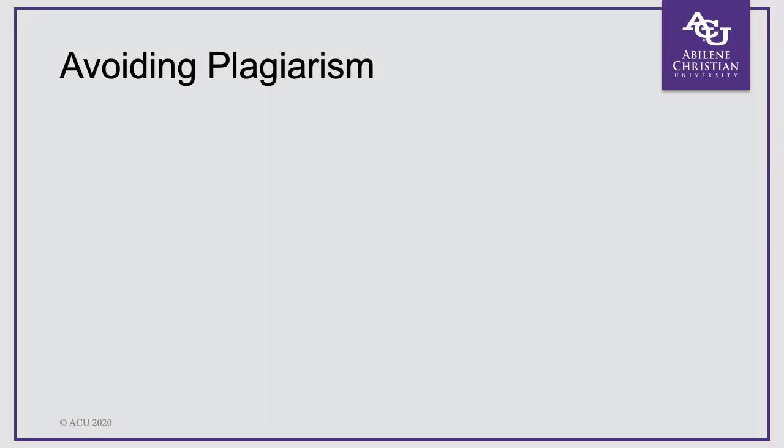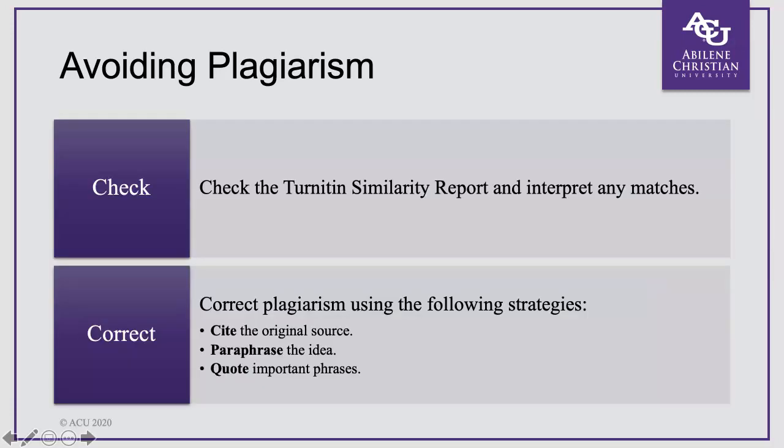To summarize, here is how you should use Turnitin to help you avoid plagiarism. Check the Similarity report and be sure to interpret any highlighted material carefully to determine if those matches show plagiarism. Then, correct any plagiarized portions using these 3 strategies. Make sure to cite the original source fully, making it clear where the idea came from and that it is not your own. Paraphrase any portions that are too close to the original. Put the main idea into your own words and be sure to include a citation.